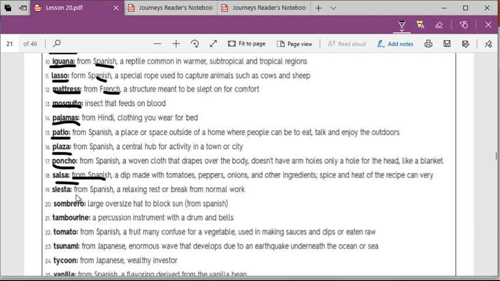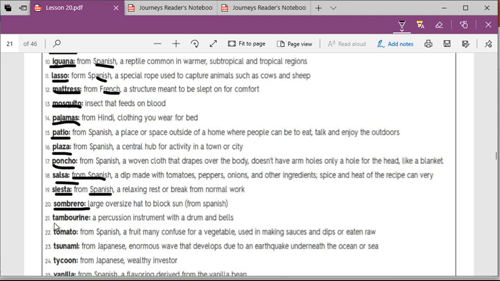And if you look at siesta, it comes from Spanish actually. It's not that clear, but it's clear that it's not English. And it means a relaxing rest or break from normal work. The next one is sombrero, a large overseas hat that can block you from the sun. And these should be the basic words, but we're going to complete.